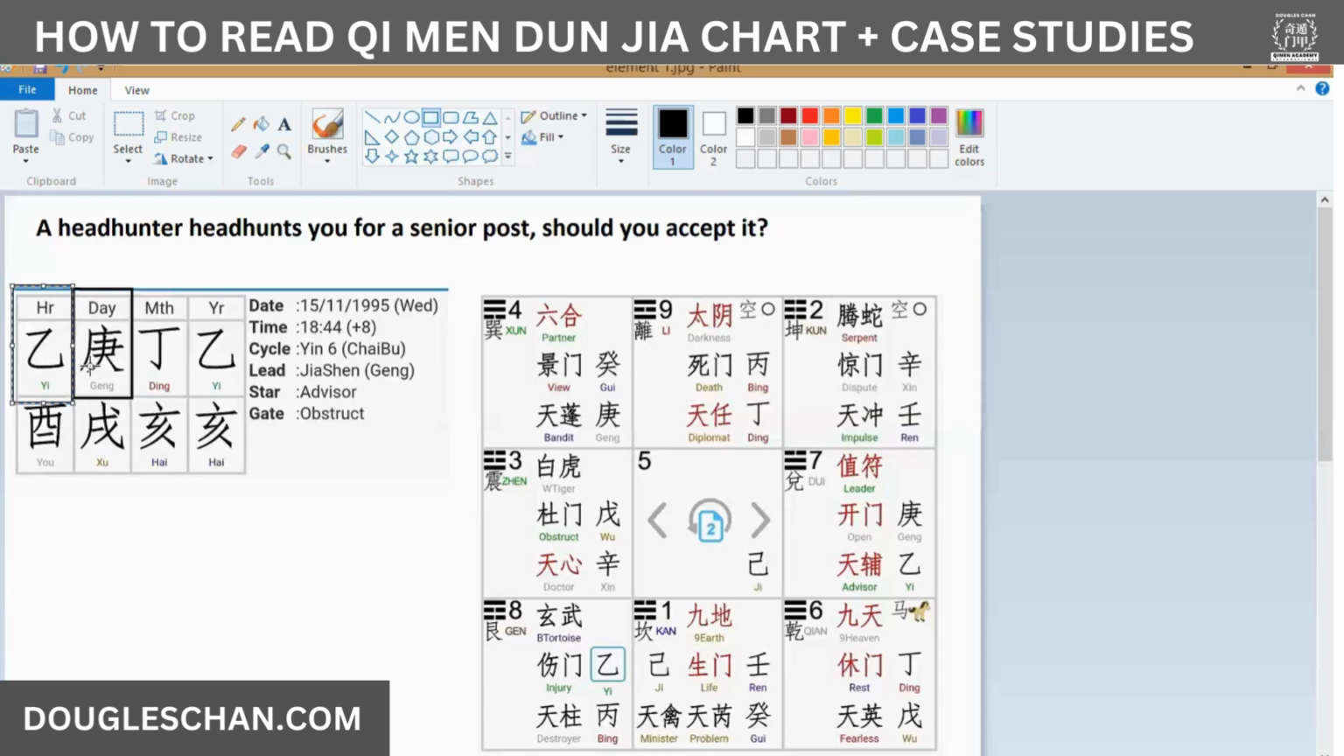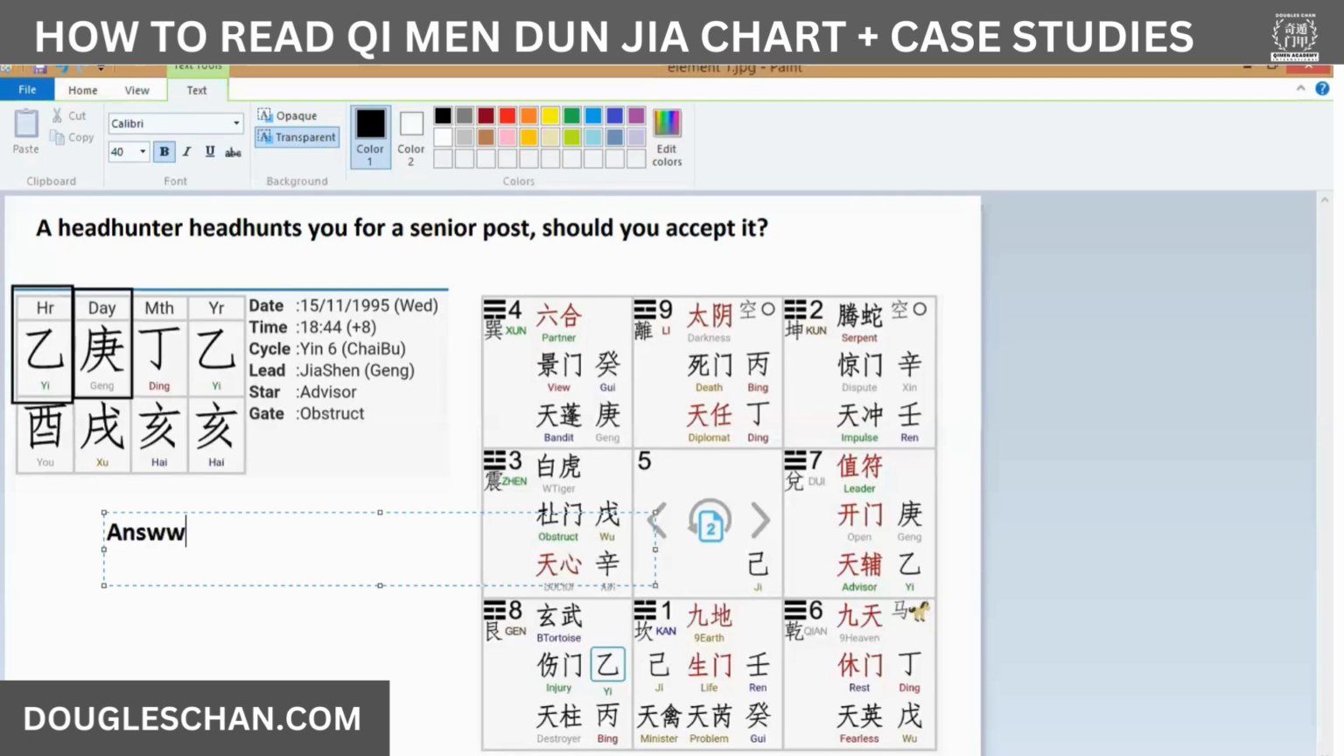So based on these two symbols, we need to see whichever is in the 9 boxes over here and see where it is located. After locating the box itself, we then know what information is provided in that particular box. So this is the Yi, which is also called the answer. Then we have the asker, which is also the subject. The subject is actually yourself. We call it Geng, G-E-N-G, pronounced as Geng.